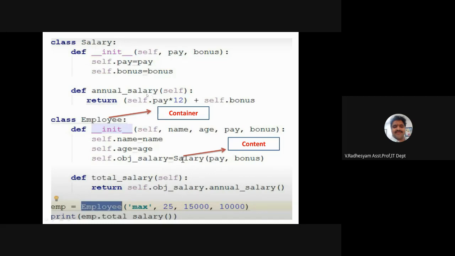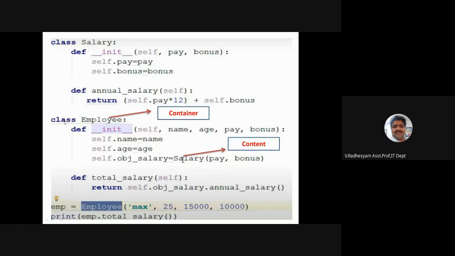And annual_salary, what type of function is it? It is a function or method. Is it a class method, static method, or instance method? It is an instance method, because it consists of the default variable called self. It returns the pay, how much they are paying per month, times 12, plus bonus, normal salary and bonus, entirely. This is the first class, called Salary.